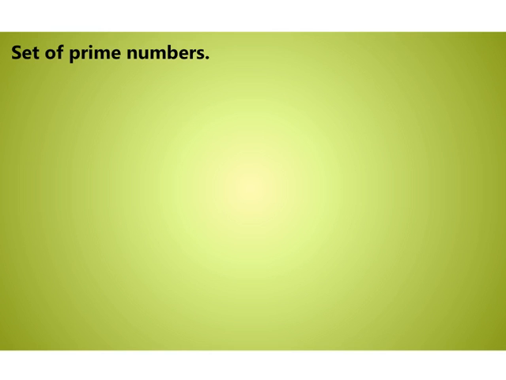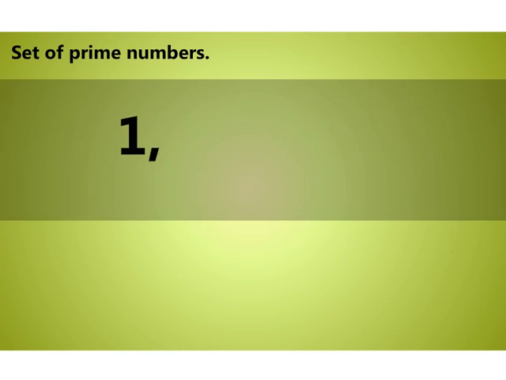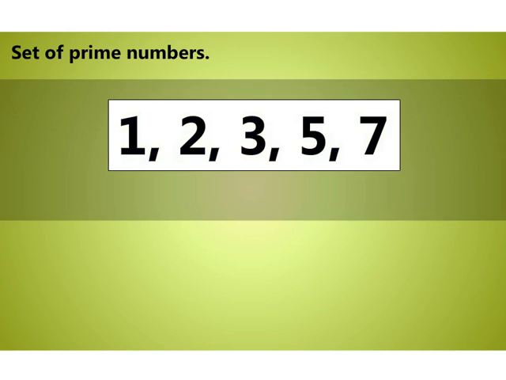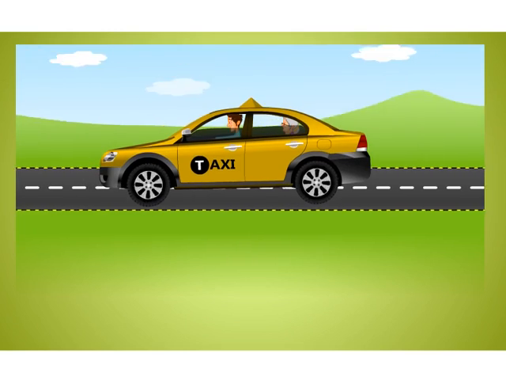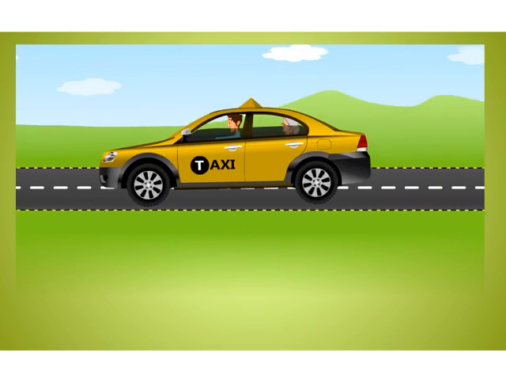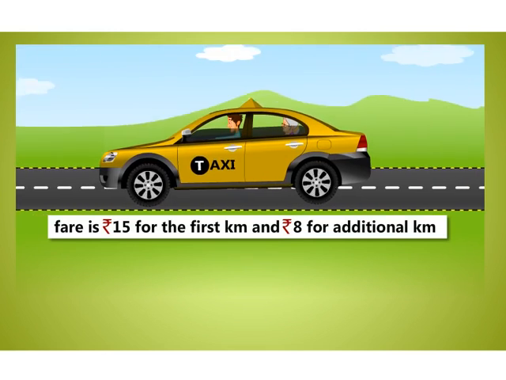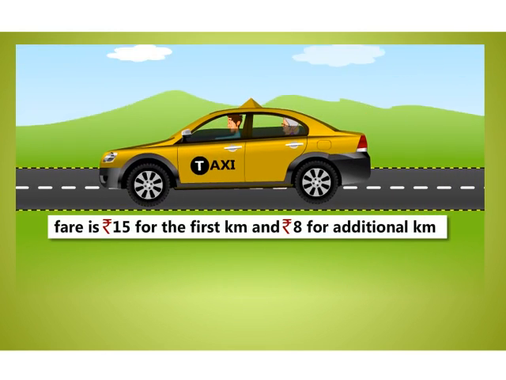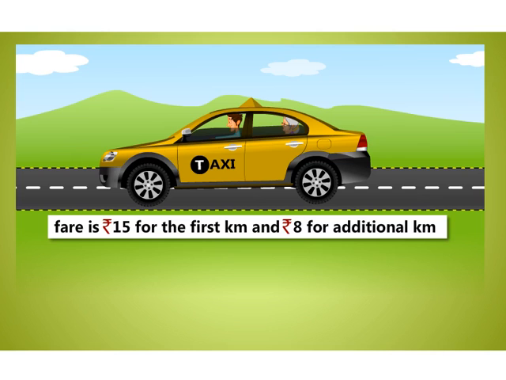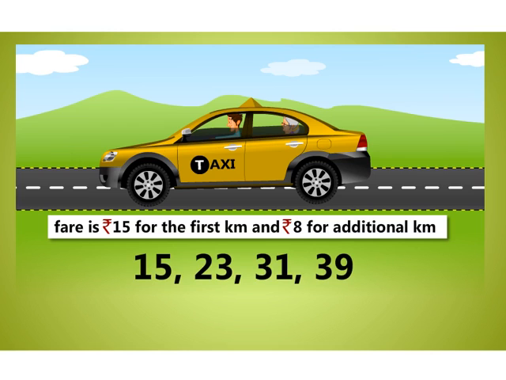Observe the set of prime numbers. The series here is 1, 2, 3, 5, 7. Here, the common difference between two consecutive terms is not constant, so it is not an AP. Consider a taxi fare after each kilometer, when the fare is Rs 15 for the first kilometer and Rs 8 for each additional kilometer. Here, the series is 15, 23, 31, 39. Here, the common difference is 8, so it is an AP.